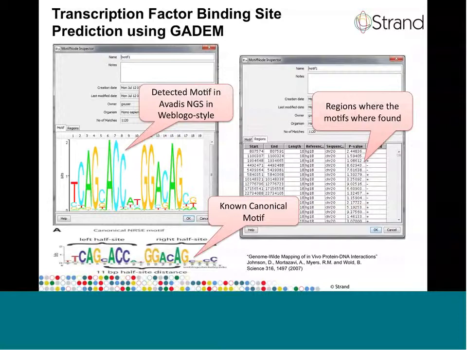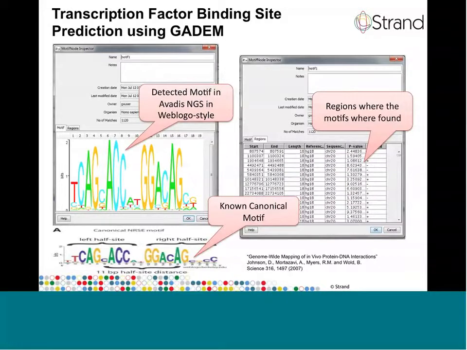One result of the analysis of the data from the Johnson paper mentioned before is presented here. The known canonical motif of the NRSF, or the NRSE protein as they call it, transcription factor, is shown below the motif that was detected by Avadis NGS, and while the motif that was found by Avadis NGS is slightly shorter, it is identical.